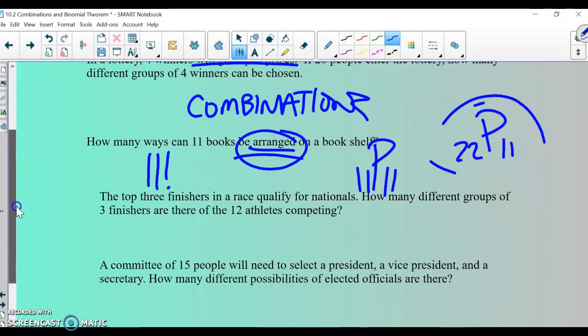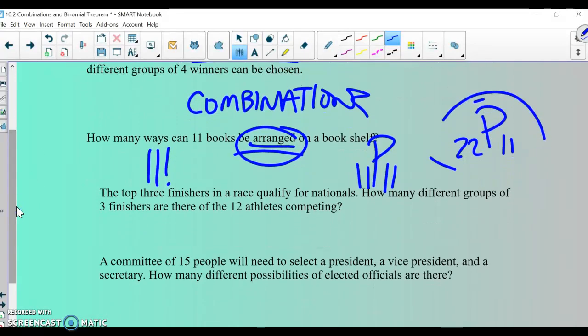Next example, the top 3 finishers in a race qualify for nationals. How many different groups of 3 finishers are there of the top 12 athletes competing? So 12 athletes are racing. I'm going to select 3, the top 3 are going to go to nationals. Okay? This is a combinations problem. You don't care if you're the first or the third. Maybe you do care, but it's not a different group of students going to nationals. Okay? And that was the question.